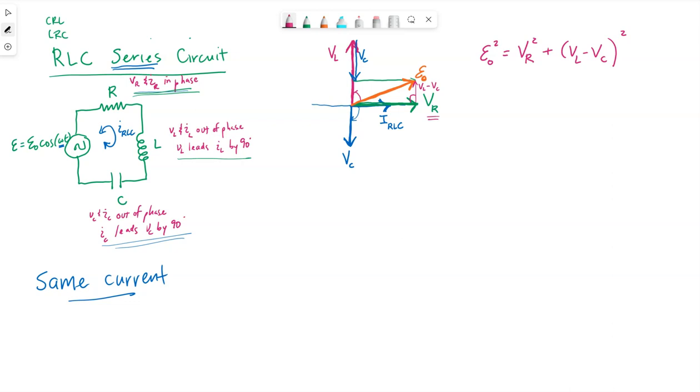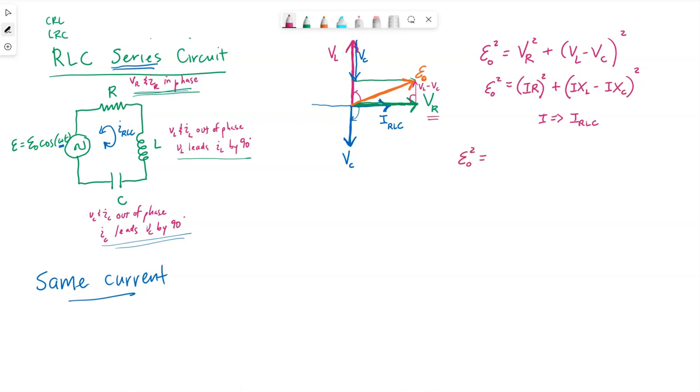But in series, they all have the same current. So what I want to do is substitute, in place of the voltage for the resistor, I times R, in place of the inductor, I times X sub L, in place of the voltage for the capacitor, I times X sub C. Those are all the relationships we came up with, and the I in each of those is I_RLC, meaning the current in this series RLC circuit.